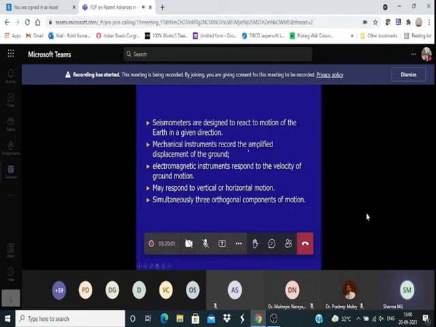Basically the seismometers are designed to react to the motion of the earth in a given direction. Mechanical instruments record the amplified displacement of the ground. Electromagnetic instruments respond to the velocity and may respond to vertical or horizontal motion. They simultaneously record three components. I will be showing you some of the diagrams of how it is recorded, because you may be using seismograms, and you must know how they are recorded, so you better understand the ground motion in reality.